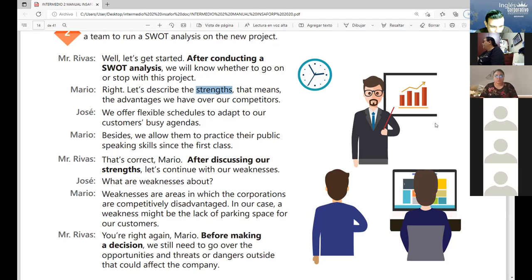Well, let's get started. After conducting a SWOT analysis, we will know whether to go on or stop with this project. Right. Let's describe the strengths, that means the advantages we have over our competitors.